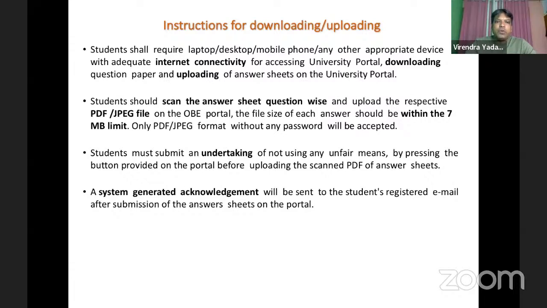And all those respective files have to be uploaded on the OBE portal question wise. Suppose you have attempted question 1, so upload it in the section of question 1, not in other questions. Because it may be mismanaged if you upload the answers against some other item numbers. So make sure that you are uploading the answers against the right questions. You also have to ensure that the file size of each answer should be within the 7 MB limit. If it is having extra MBs, you can compress it, minimize it to a 7 MB file.